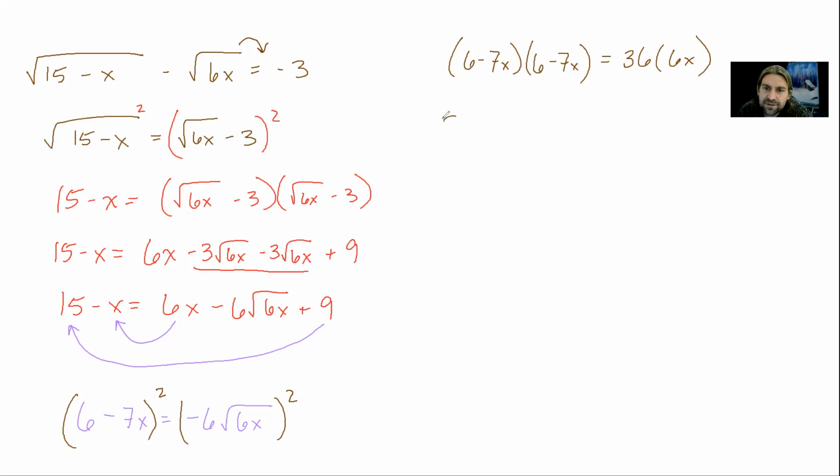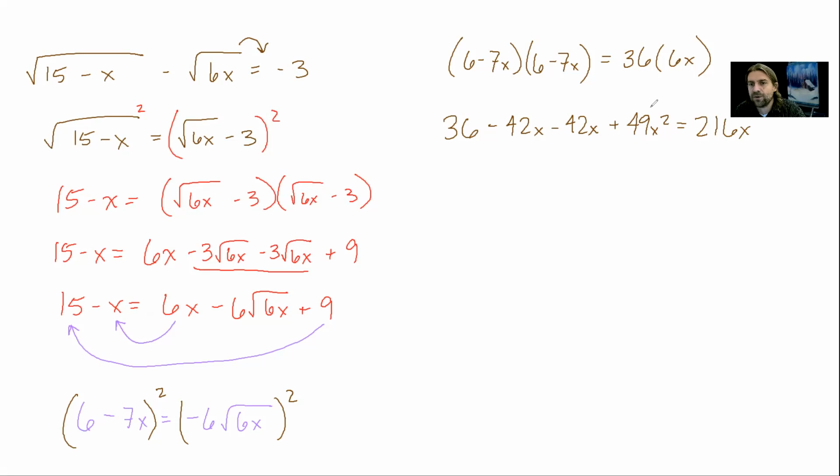All right, 6 times 6 is 36. 6 times -7x is -42x. -7x times 6, that's also -42x. Remember, they're always the same in the middle. -7x times -7x is a positive 49x squared. And that is equal to 36 times 6. I'm going to have to take out a calculator. I think that's 216. Yeah, it's 216.